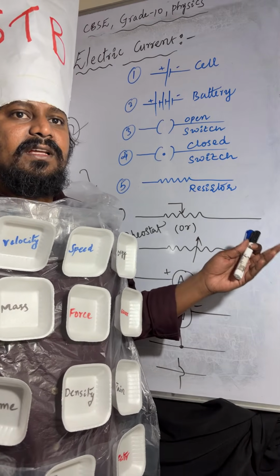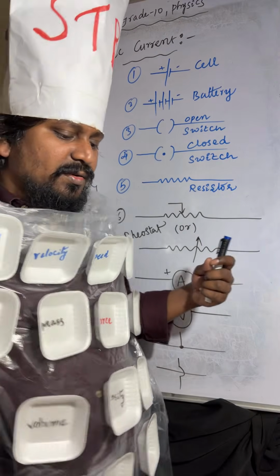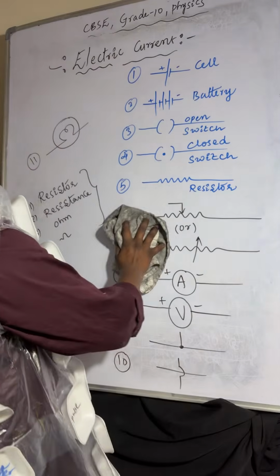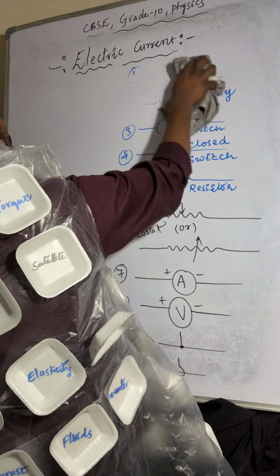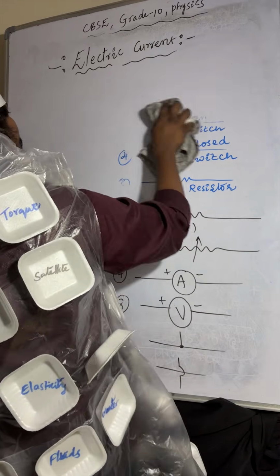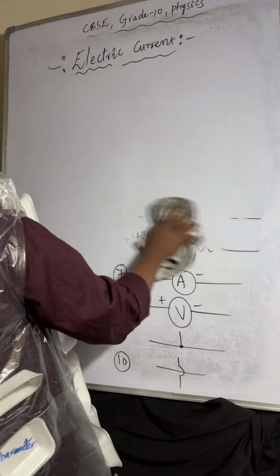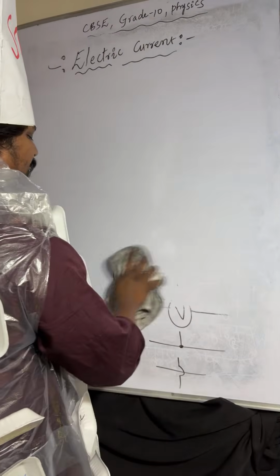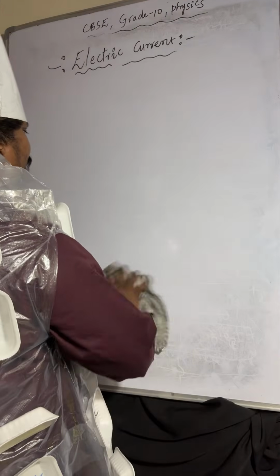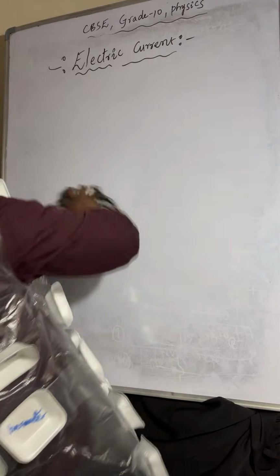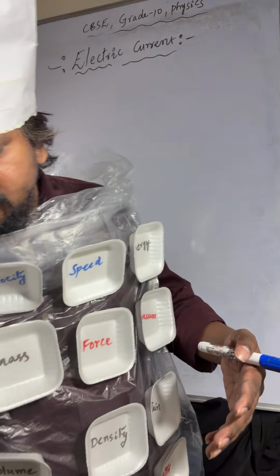Electrical elements. So now we will discuss electric circuit. A continuous and closed path of an electric current is known as an electric circuit. Understood? Electric circuit.